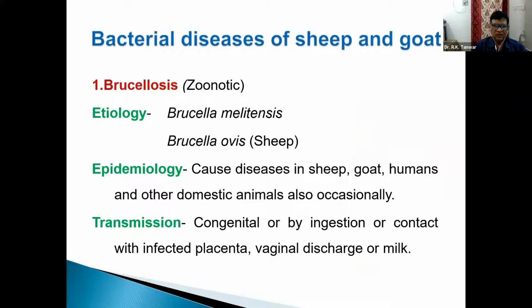Then I come to the bacterial diseases of sheep and goat, one by one. Brucellosis is a problem as it is zoonotic. We carried out a survey in a PG student program, taking samples from slaughter houses. Sometimes we found that the problem is with the owner as well as with the goat. The etiology is Brucella melitensis and ovis. As it is zoonotic, sometimes it also causes brucellosis in domestic animals.